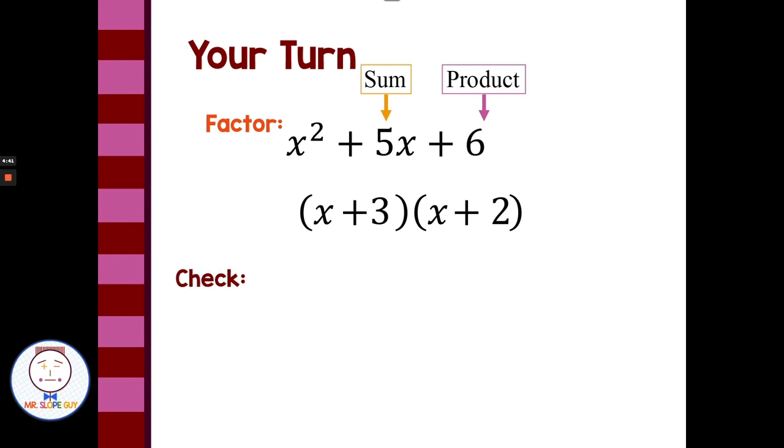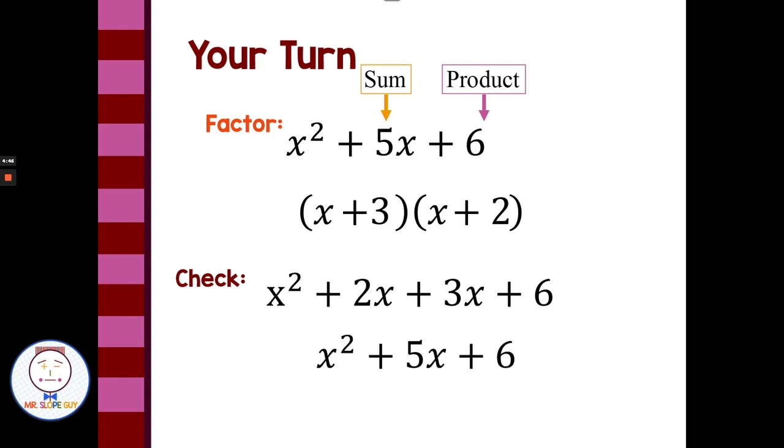And I can check by using FOIL. First, outside, inside, last. Combine like terms, and it is equivalent.